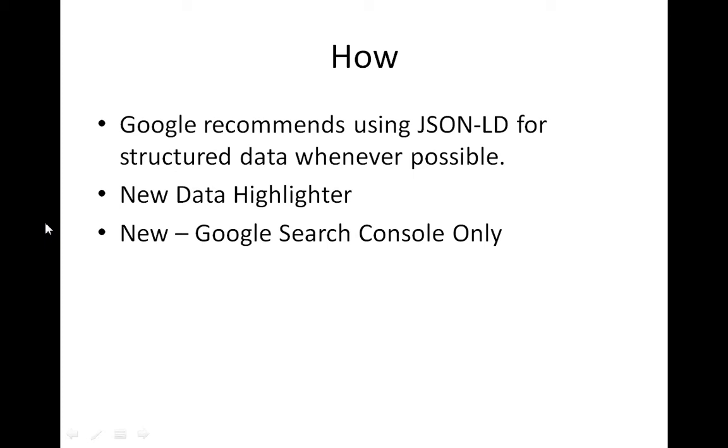Google recommends using JSON-LD for structured data whenever possible. Keep this in mind if you are using an external data creation tool. But there's really no point because you can do it in Google Search Console and it's free. So why would you use anything else? It literally takes like 2 clicks. You log into your Google Search Console, you go to your website, and then you click Data Highlighter. That's where it all begins. It's not like rocket science.